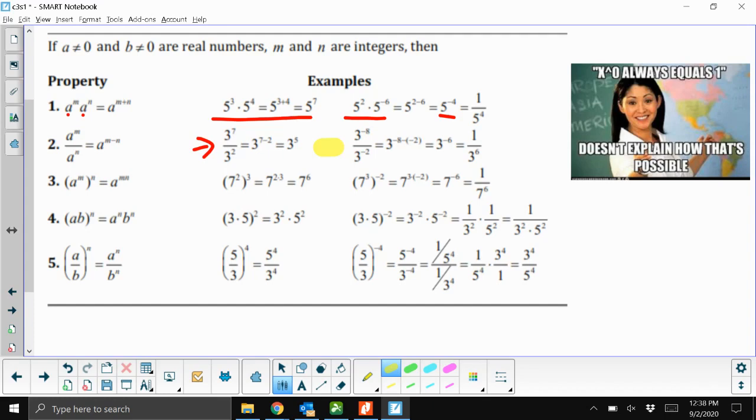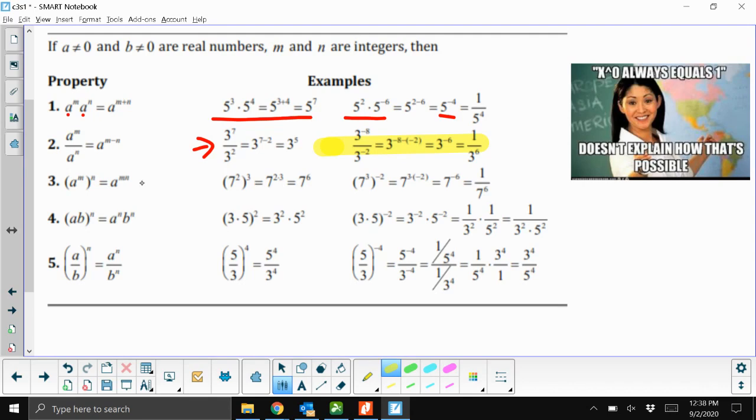Now, if we had negative exponents, like with this one right here, we would have to do negative 8 minus negative 2. Well, two negatives make a positive, so it would be negative 8 plus 2, which would give us negative 6. And notice we can move that down to the denominator because we have a negative exponent.